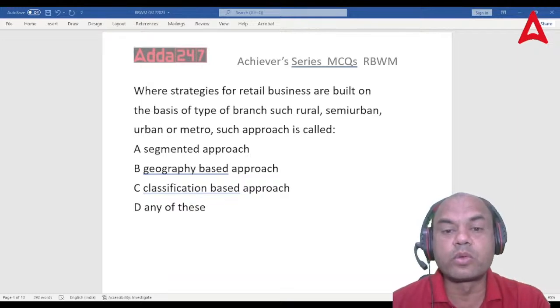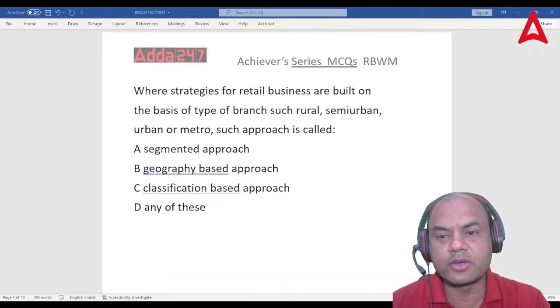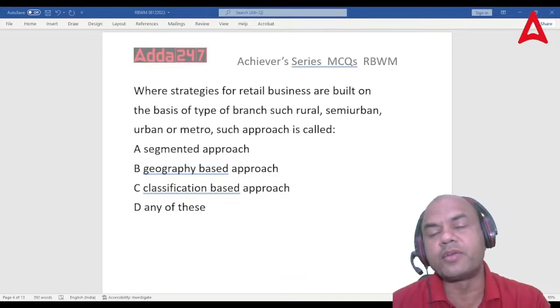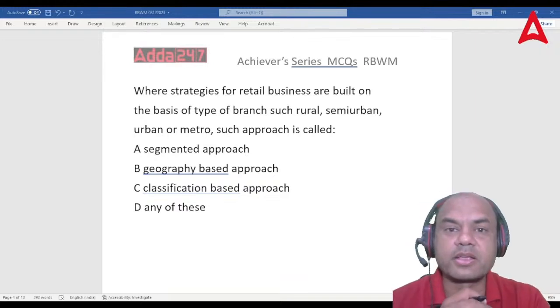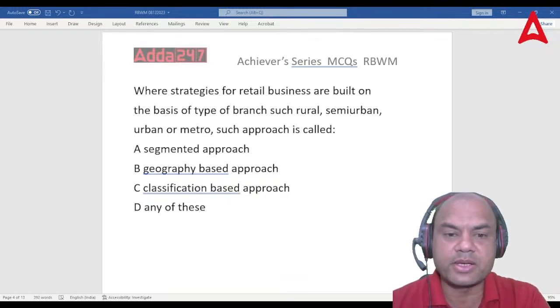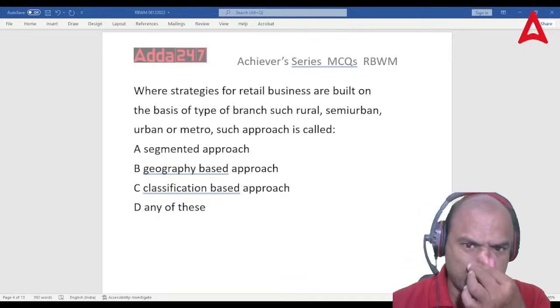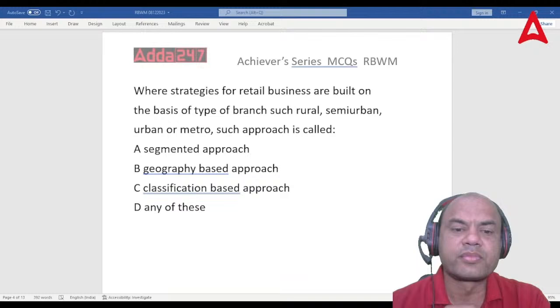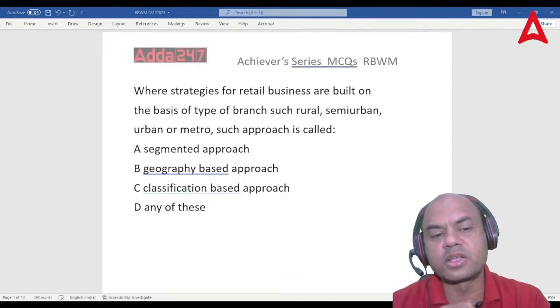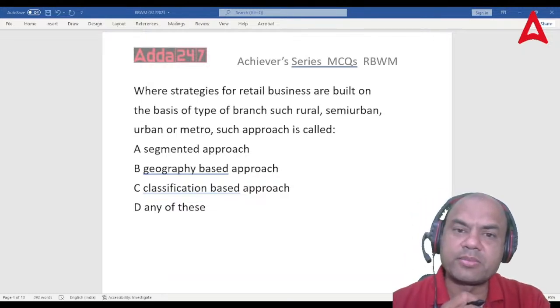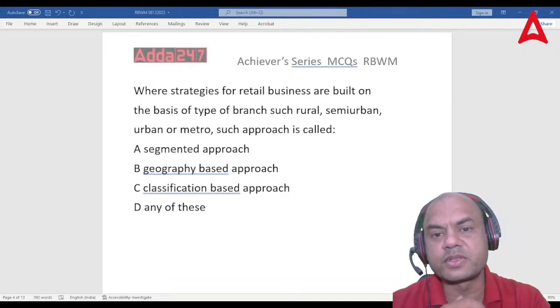The answer is built on the basis of rural, semi-urban. You have these branches in your banks also, right? Means you have a semi-urban branch, you have an urban branch. We all have these branches, mainly in nationalized banks, we have this concept of semi-urban, urban. So this approach is called as what? Segmented, geography-based, classification-based. Just now I gave you the example of geography-based.